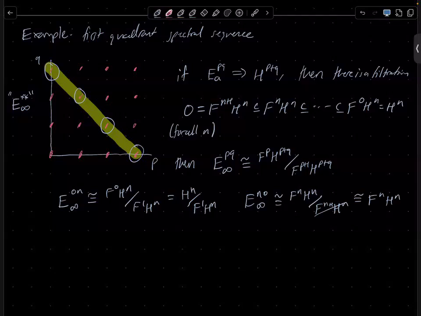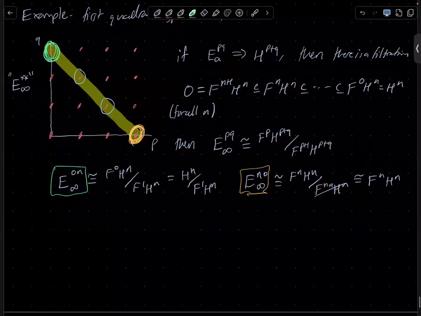So this term, I'll do it in gold. This one here, P equals n and Q equals 0, so that's this one down here. And then this one here is this one up here. So that's just what it looks like for a picture. You can imagine where the rest of the E infinity terms will lie.